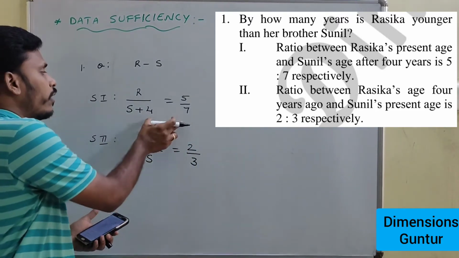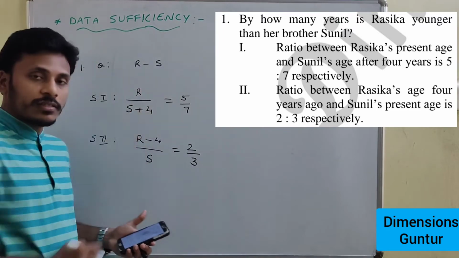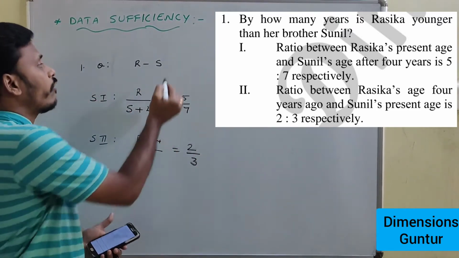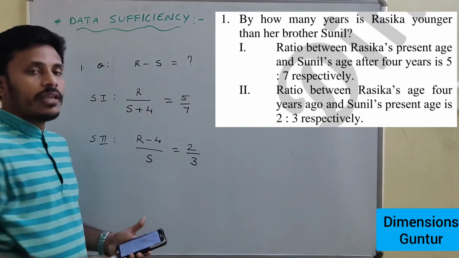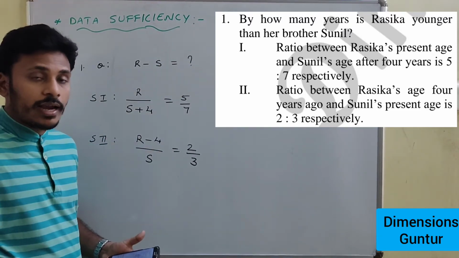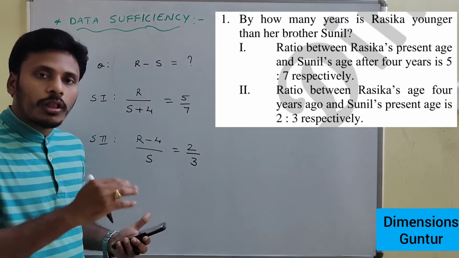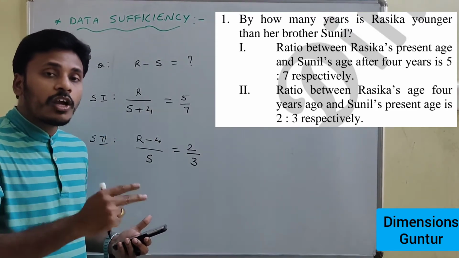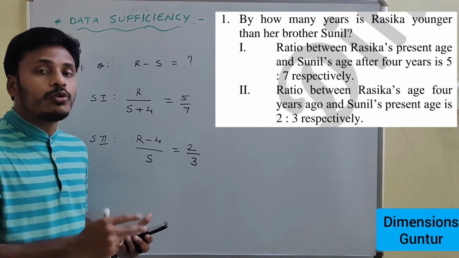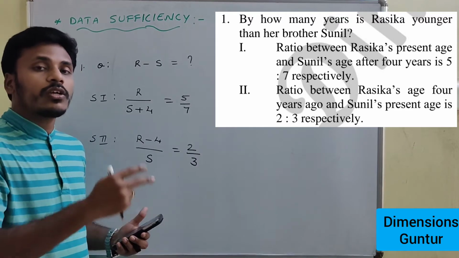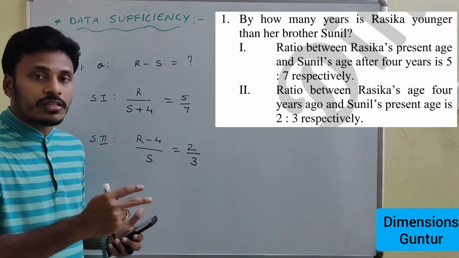So in the first statement we have one relation between R and S. In the second statement we have another relation between R and S, and we need to answer R minus S. So it is very obvious that both the statements are required. In almost all cases, if there are two unknown values involved in the problem, we need at least two conditions. Here the two unknown values are Rasika's age and Sunil's age.